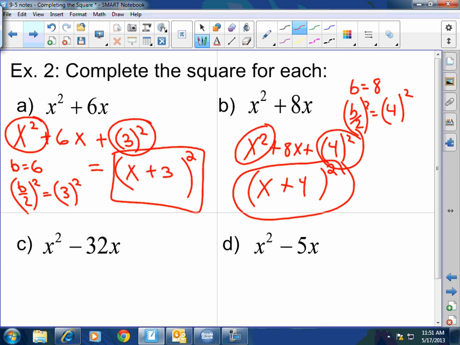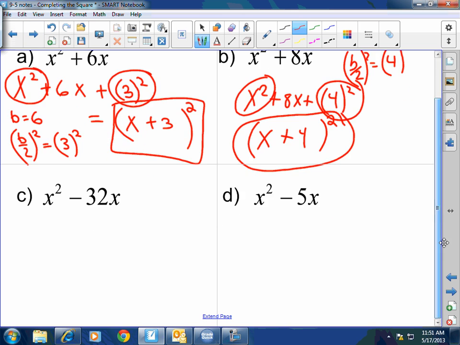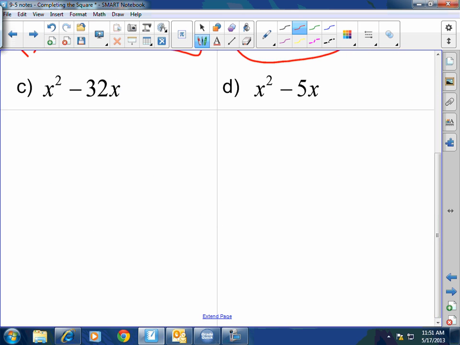Yes, we are going to get fractions, and a lot of fractions, and nasty fractions. Yes, we are. I'm sorry. Let's walk before we run, though, okay?